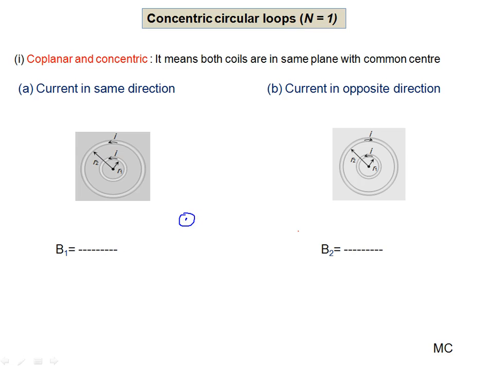No problem to you. But here if you observe, this is coil number 1, this is coil number 2. If I write the magnetic field due to coil number 1, it should be in the outward direction. Magnetic field due to coil number 2, it should be in the inward direction. Is it okay? Because we will observe the direction of flow of current.